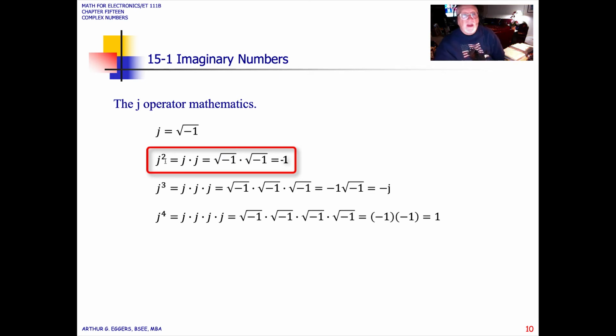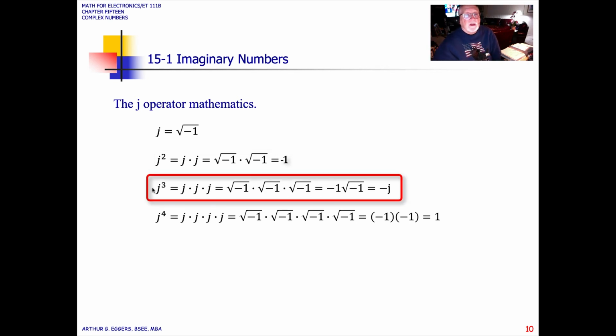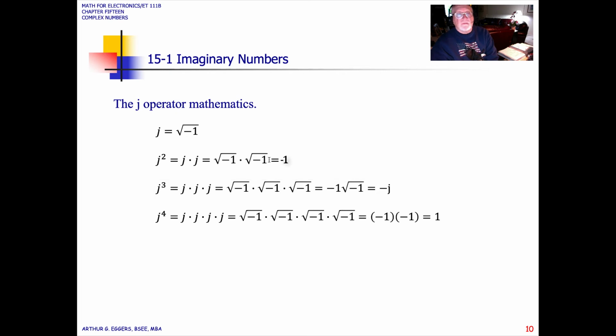So you can see the j really is a number that we can handle mathematically. J cubed, then, is minus square root of minus 1, square root of minus 1, square root of minus 1, or minus 1 times the square root of 1 gives us a negative j. And so you can start to see a pattern occurring here between odd and even values in terms of the negative sign. Even values, positive.